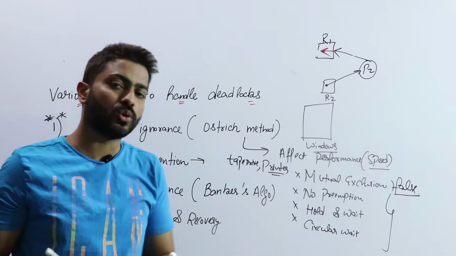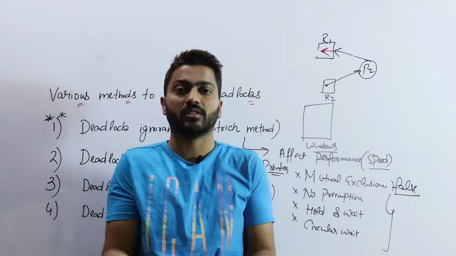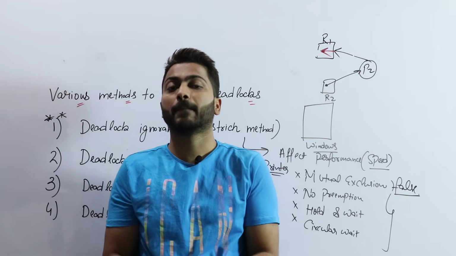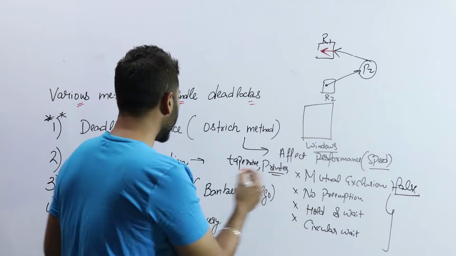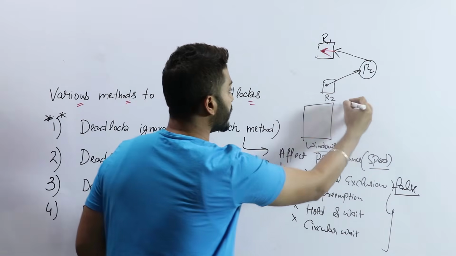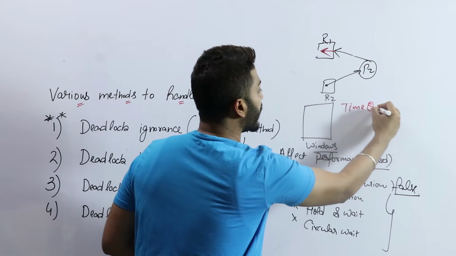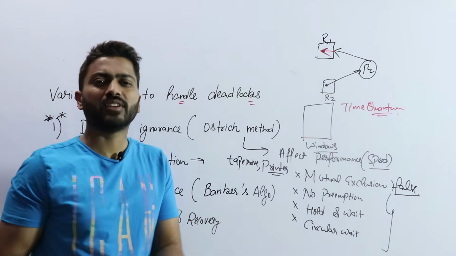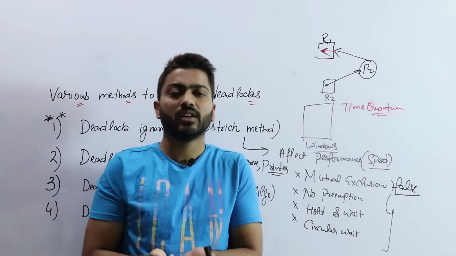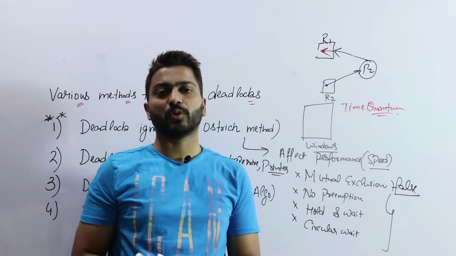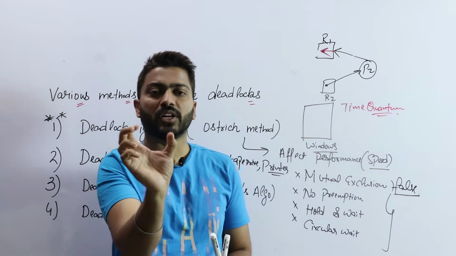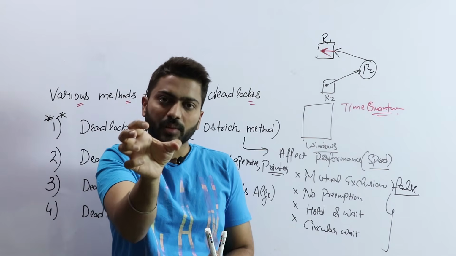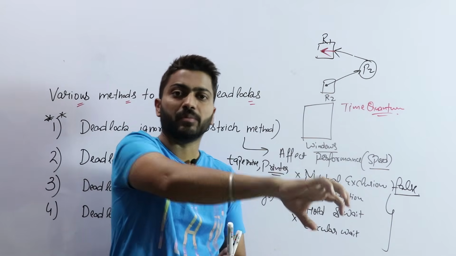So what we are trying to do is make preemption, which means processes can be preempted. So how can we do it? By using the time quantum or timestamp method. It means a process can run for a particular time, 5 seconds, 10 seconds. After that particular time it will be preempted.